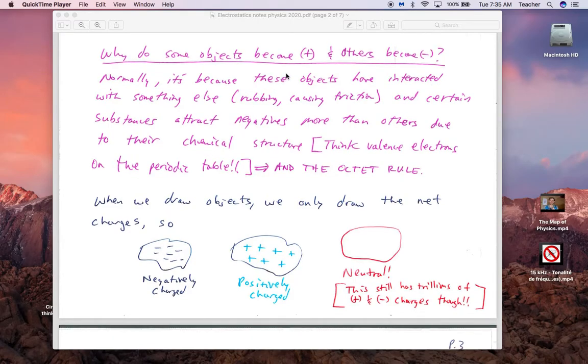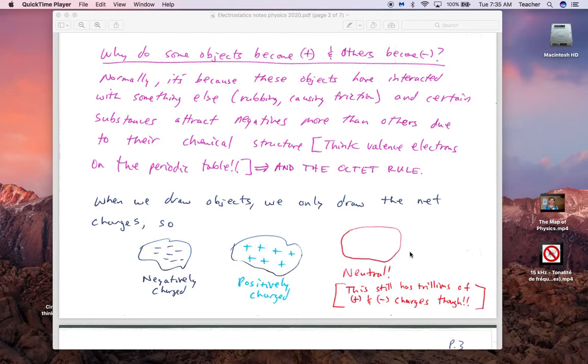Why do some objects become positive and others become negative? Normally it's because those objects have interacted with something, with rubbing or friction, and some substances attract negatives more than others due to their chemical structure. So we go back to valence electrons in the periodic table. The atoms toward the left side of the periodic table have only one or two extra electrons, they're metals, and they tend to want to get rid of them pretty easily. The materials on the right are nonmetals. They want to try to gain some to get a complete octet. But it really just depends on the interactions of any two individual materials.